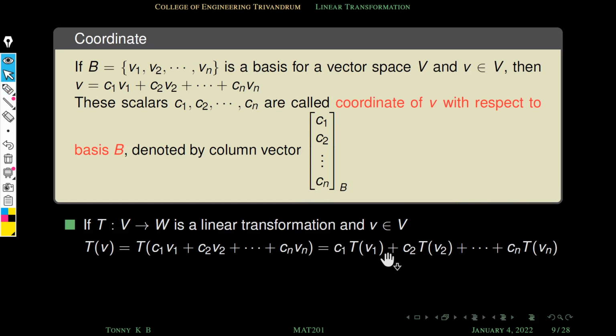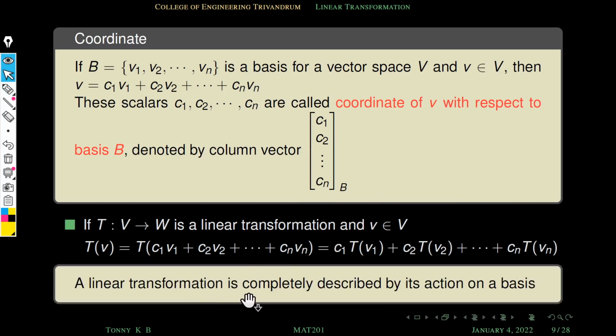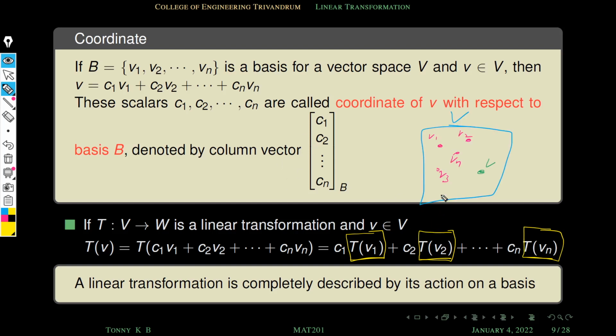Then what is the meaning of this expression? This means that a linear transformation is completely determined by its action on a basis. Why? Suppose you know the image of the first basis element, the image of the second basis element, and so on up to the last element. That means if you know the images of the basis elements, v1, v2, etc. vn, then you can find the image of a general element. That is the idea.